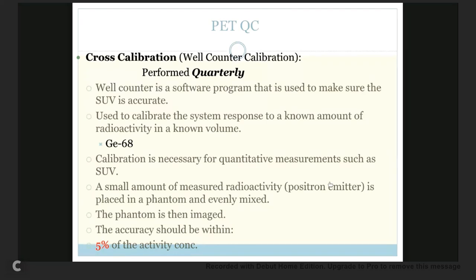And that uses your germanium-68. The calibration is necessary for quantitative measurements, such as the SUV, which is redundant to what we just said above. A small amount of the measured radioactivity, which is the positron emitter, is placed in a phantom and evenly mixed. The phantom is then imaged. The accuracy should be within 5% of the activity cone.